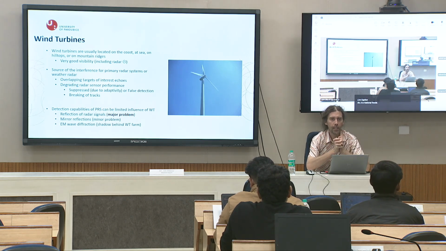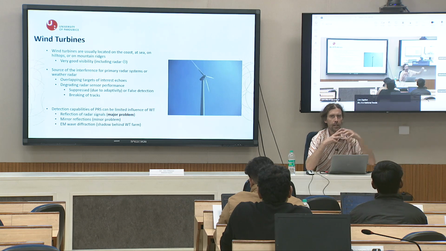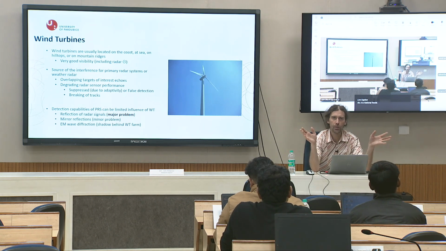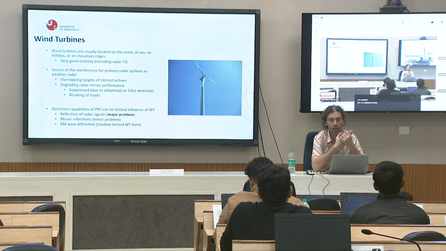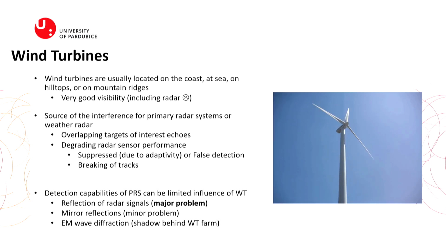Also broken tracks, what does this mean? You have individual detections and you follow your target, and now halfway you just lose the target, you don't see anything due to these wind turbines. So the detection capability of the primary radar can be limited by the influence of wind turbines through reflection of radar signals. It is a major problem.